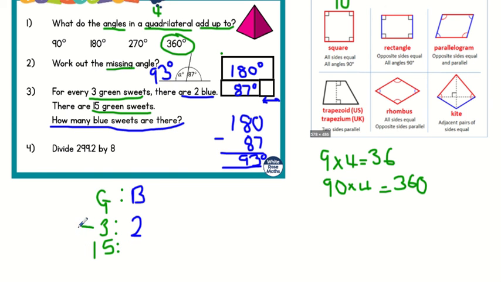Okay, well let's think about what did I multiply 3 by to increase it to 15? 3 times, that's right, 3 times 5 is 15. That means I need to increase this side by the same amount. So I've got to also multiply this side by 5, and 2 times 5 is 10. So for every 15 green sweets, there are 10 blue.